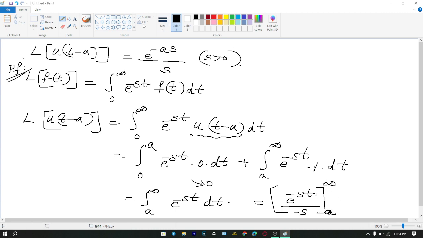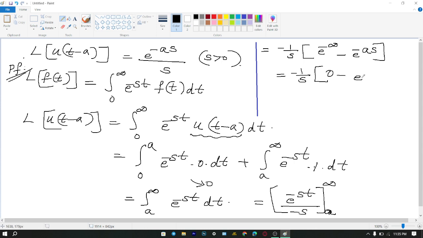Now we can substitute the upper and lower limits here. So that is equal to, at first we can consider minus 1 by s outside, then e raised to minus infinity minus e raised to minus as. So this is minus 1 by s. e raised to minus infinity is 0. So e raised to minus as. So this is equal to e raised to minus as divided by s. So this is the Laplace transform of the unit step function.